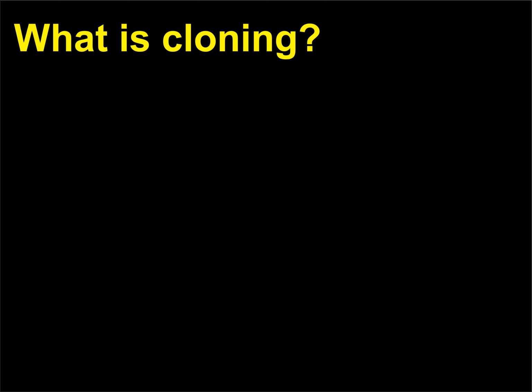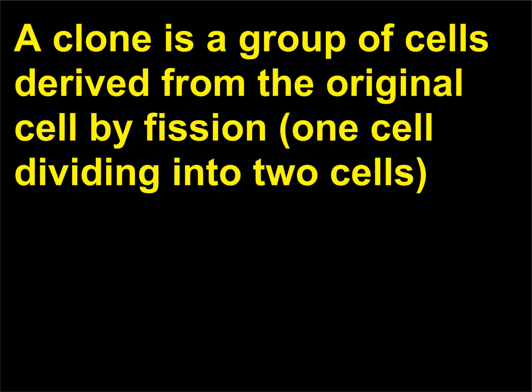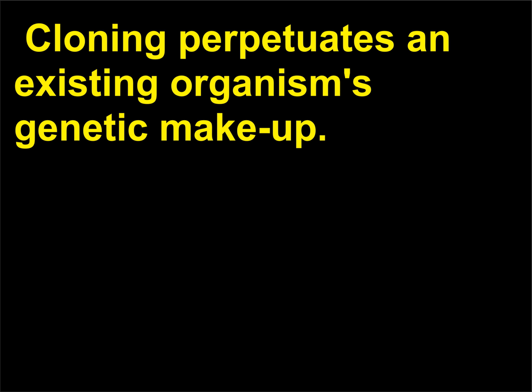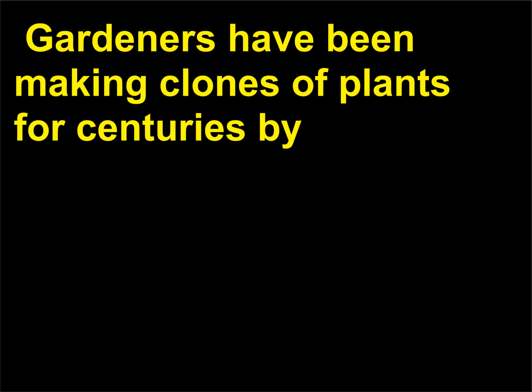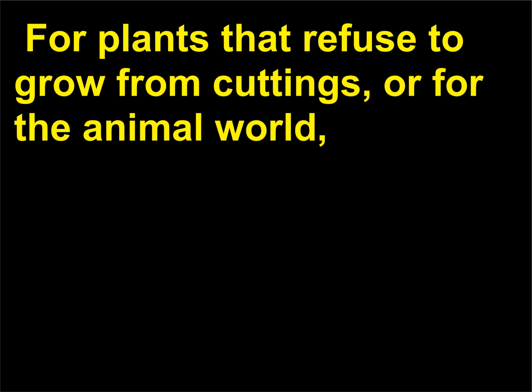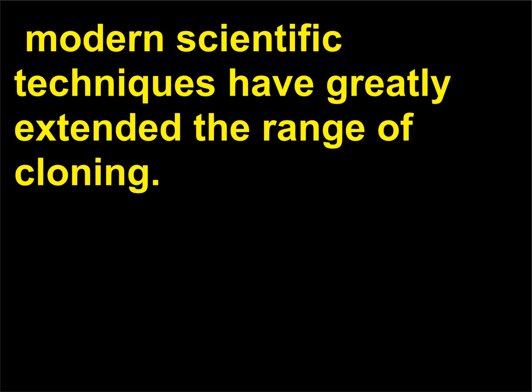What is cloning? A clone is a group of cells derived from the original cell by fission, one cell dividing into two cells, or by mitosis, cell nucleus division with each chromosome splitting into two. Cloning perpetuates an existing organism's genetic makeup. Gardeners have been making clones of plants for centuries by taking cuttings of plants to make genetically identical copies. For plants that refuse to grow from cuttings, or for the animal world, modern scientific techniques have greatly extended the range of cloning.